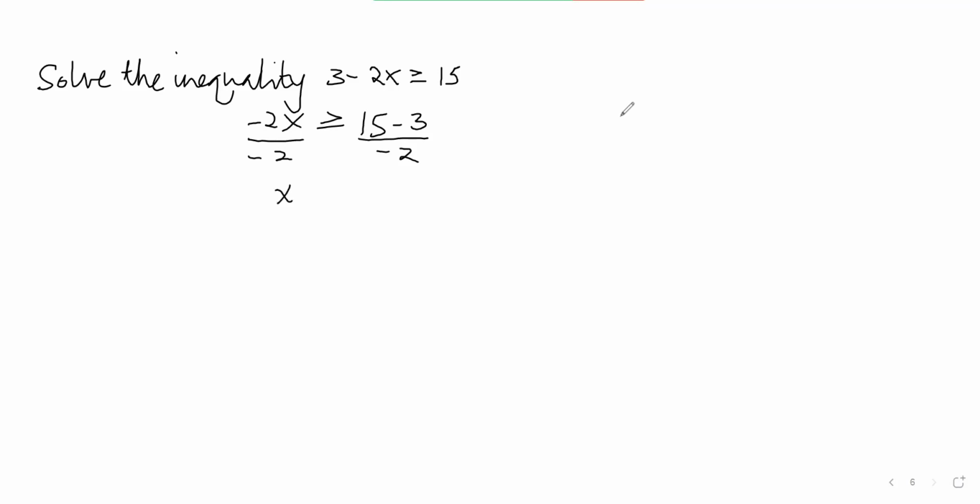X will be less than, we reverse. Once we're dividing by the negative, we reverse. 12 divided by minus 2. So that will give us our x being less than or equal to minus 6.